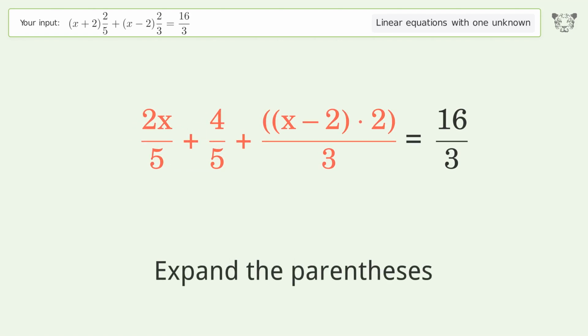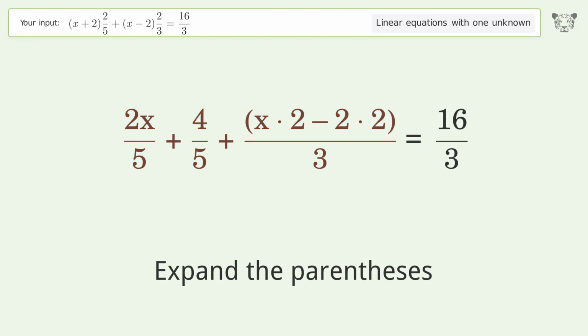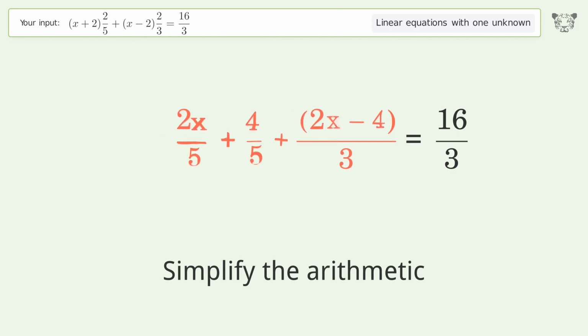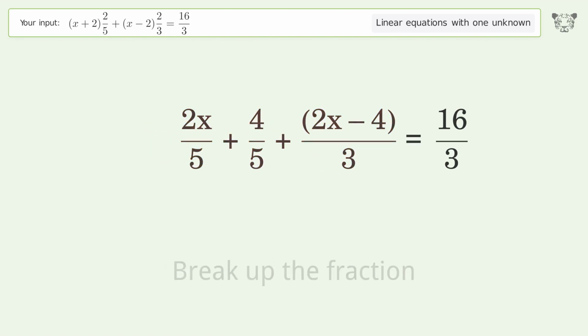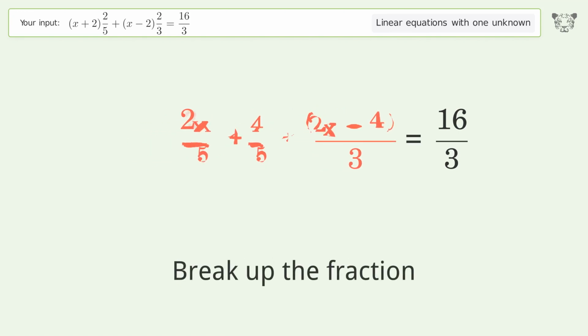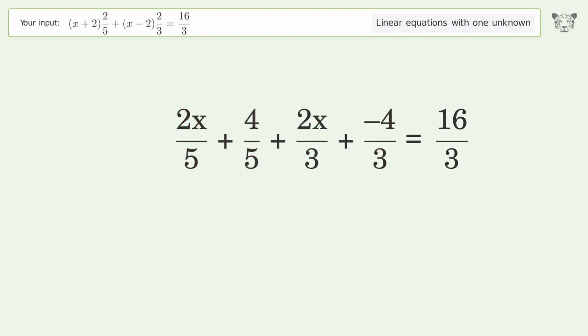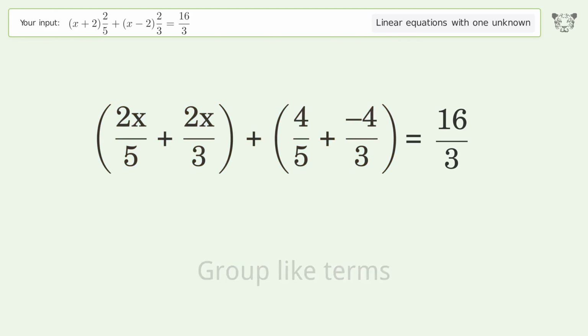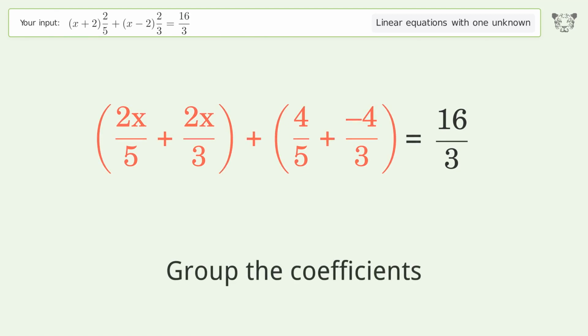Expand the parentheses. Simplify the arithmetic. Break up the fraction. Group like terms. Group the coefficients.